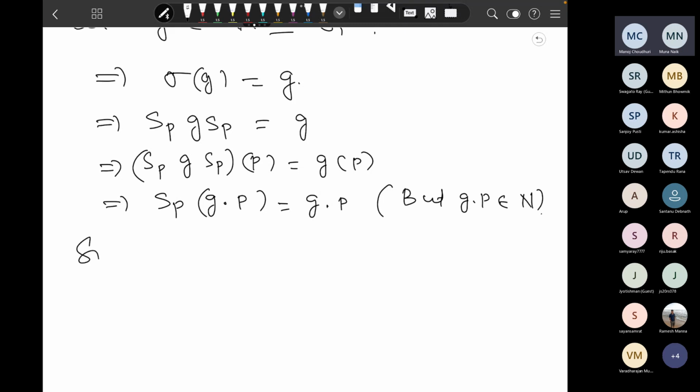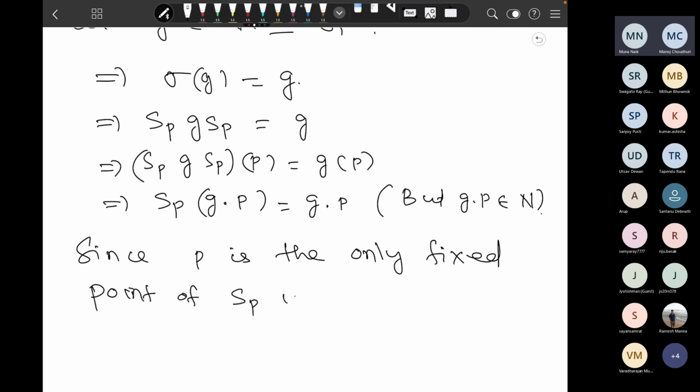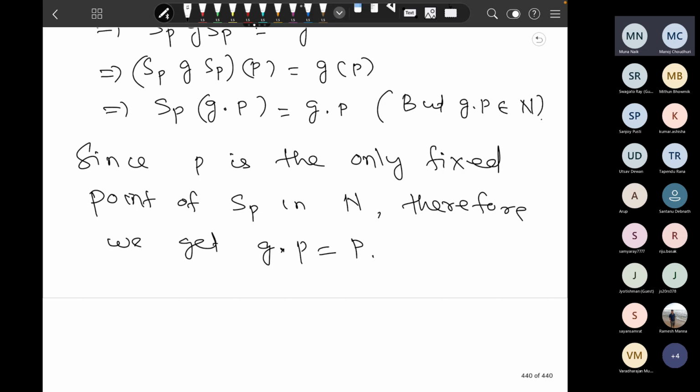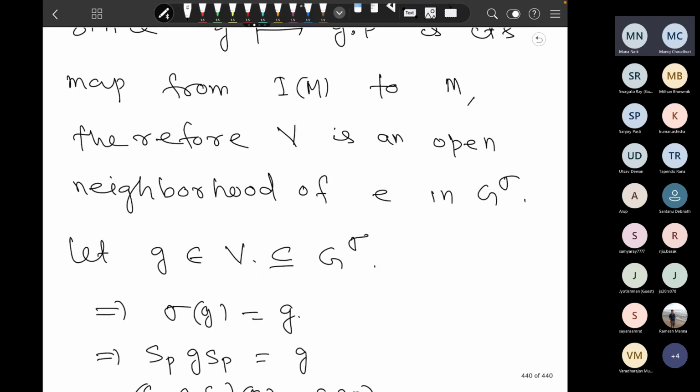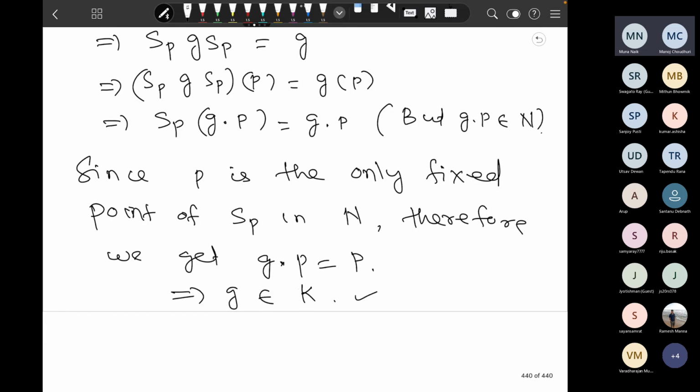Since P is the only fixed point of SP in N, therefore we get that G dot P is really P. So this implies G belongs to K. So what I am getting is, I have chosen an element G belonging to B, and I am showing that it is an element of K.